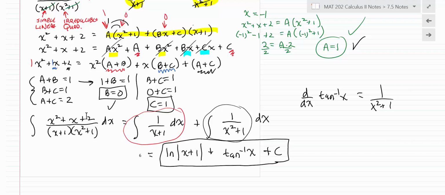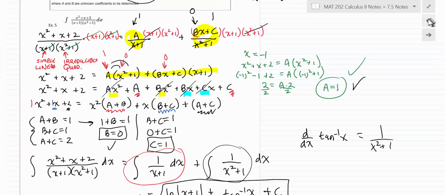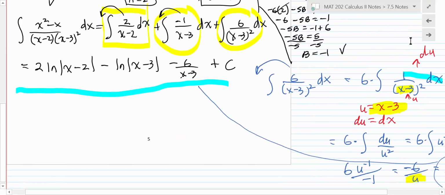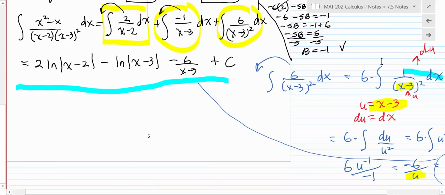Okay, everybody okay? All right, let's see. This problem that I did before, I think I wanted to mention something on this. I kind of forgot this.